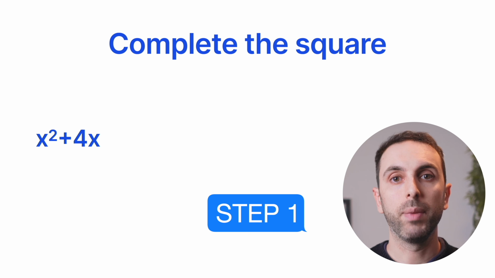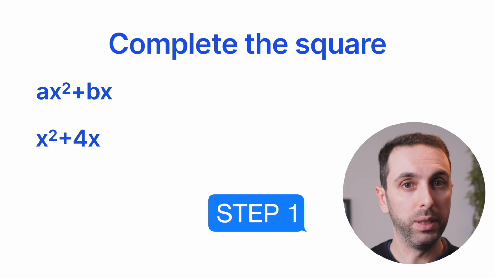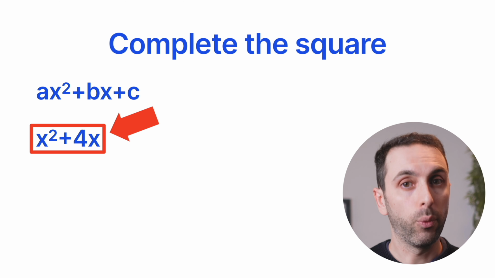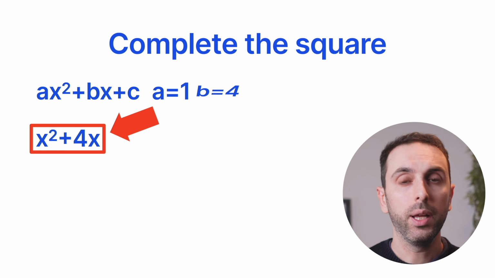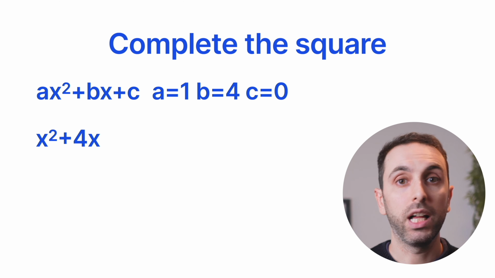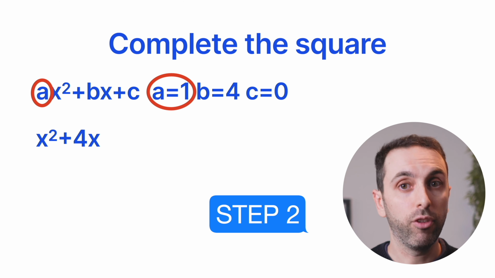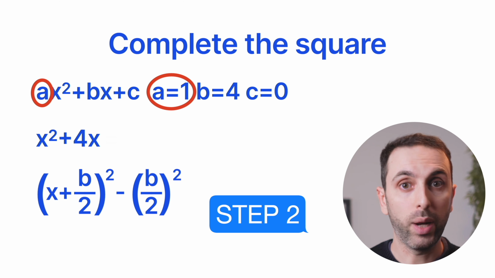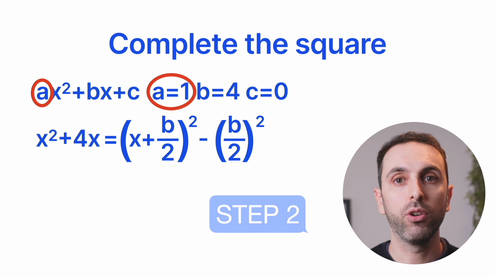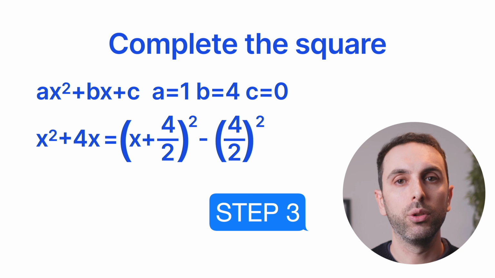So the first step is to make sure that the format of the quadratic is written in the form of ax squared plus bx plus c. This is written like that already because we can see that a is 1, b is 4, and c is 0. Next, as long as the value of a is 1, which this is, then the second step is to use the following formula in order to complete the square to rewrite that expression. Since b is 4, we can now replace b for 4. Then the third step is to just simplify this expression and generally clean it up.